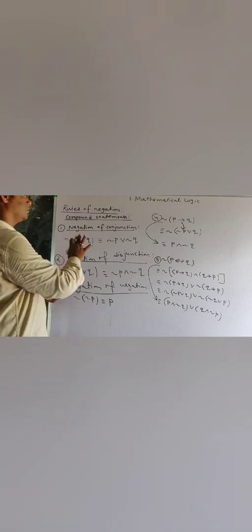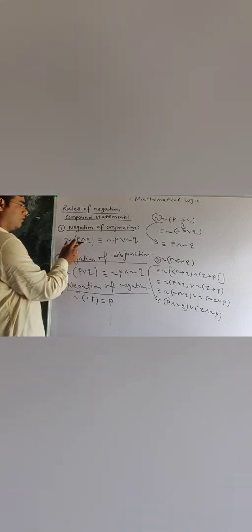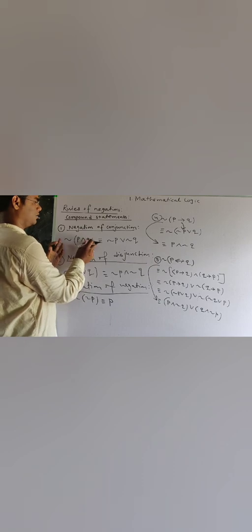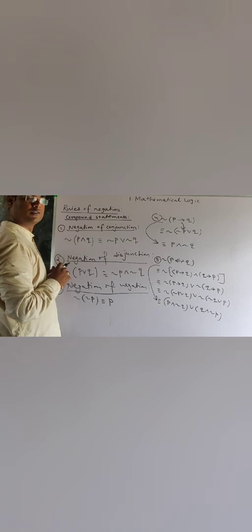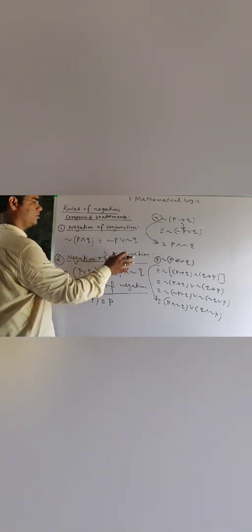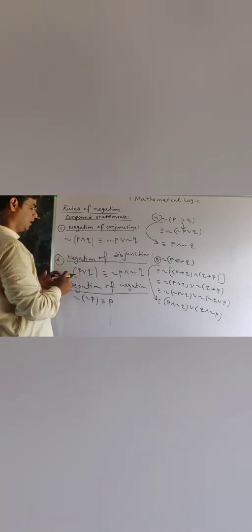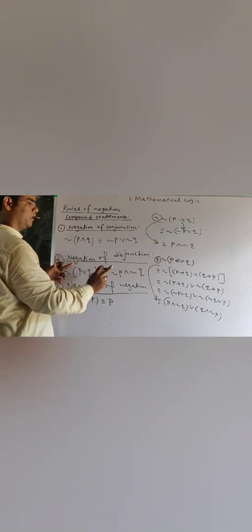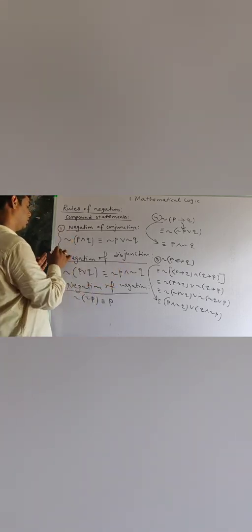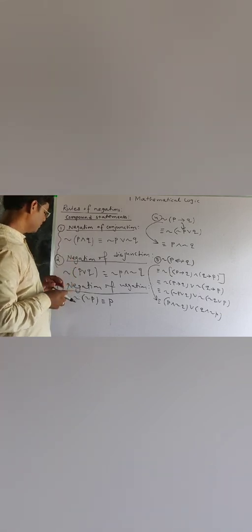First rule is negation of conjunction, P and Q. While writing the negation of P and Q, you write the individual negation of P and negation of Q and convert and into or. This law is also known as De Morgan's law. Next is negation of disjunction. Disjunction means or. Suppose we have P or Q, then we write the negation of P, replace or by and, negation of Q. So statements 1 and 2 are known as De Morgan's laws.